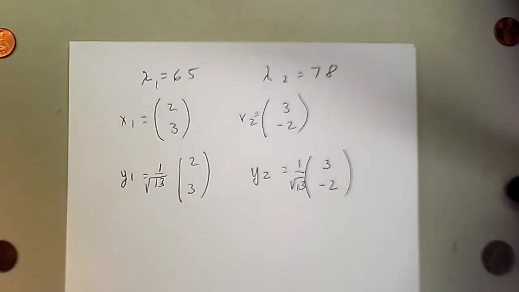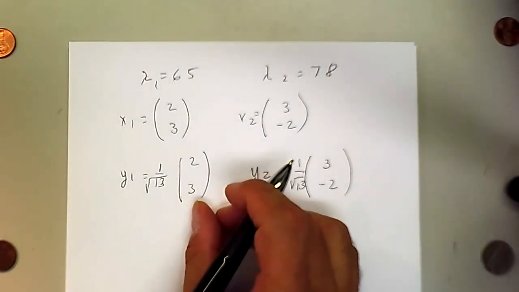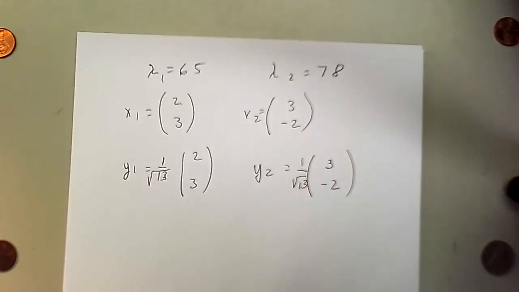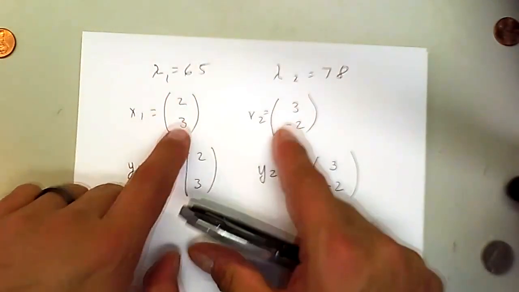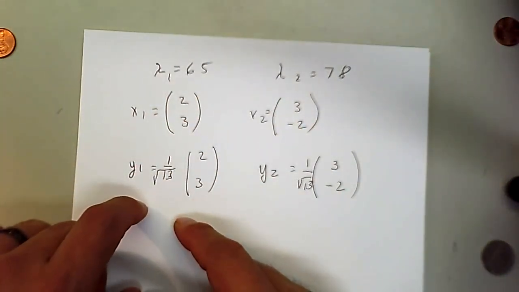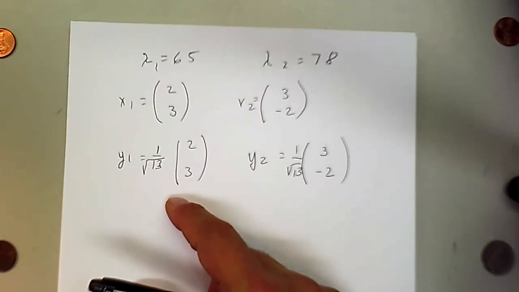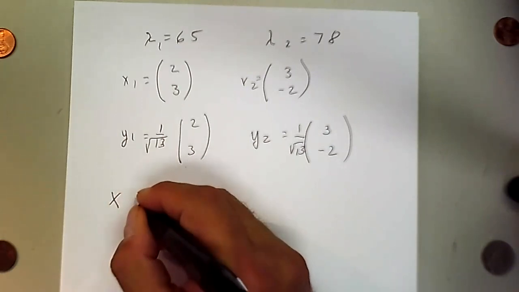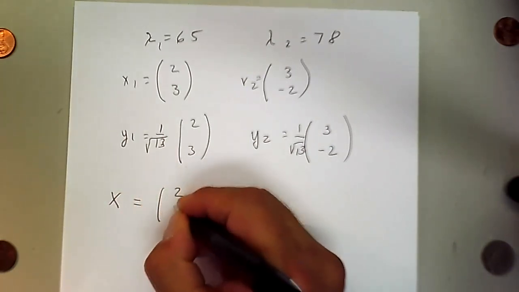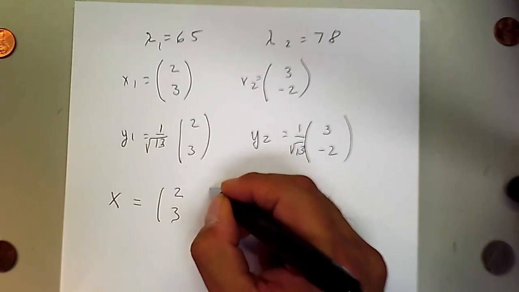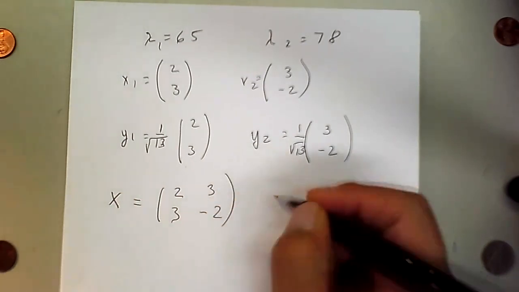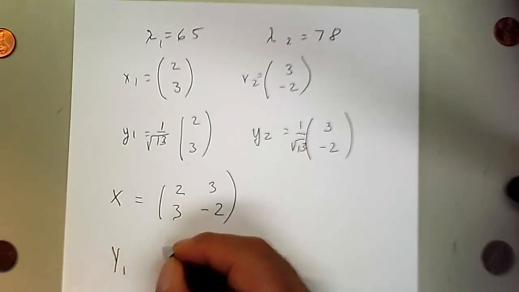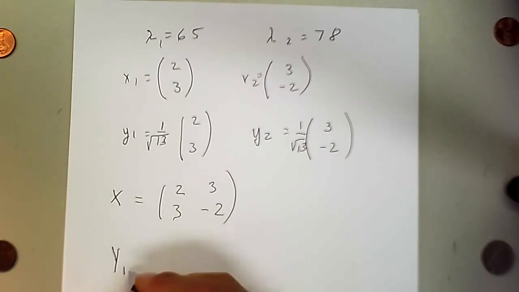Okay. So now we combine those into one matrix, which is X. See, the way we did this in the previous video is we took this matrix, that was our X. So in the previous video, X was equal to 2, 3, 3, negative 2. But now we're going to improve this, and we're going to use Y.